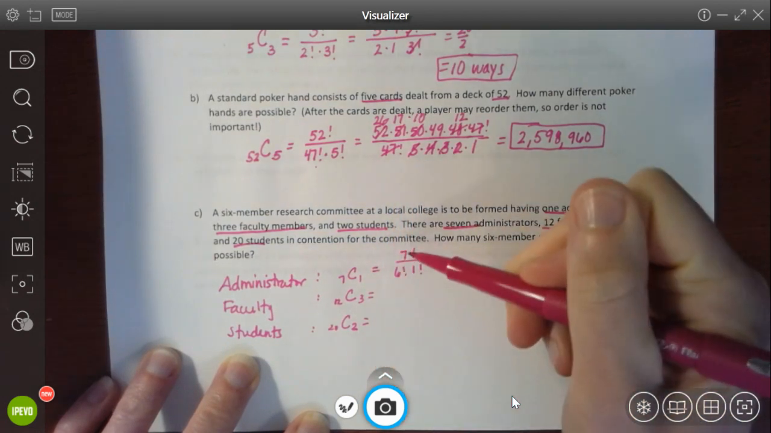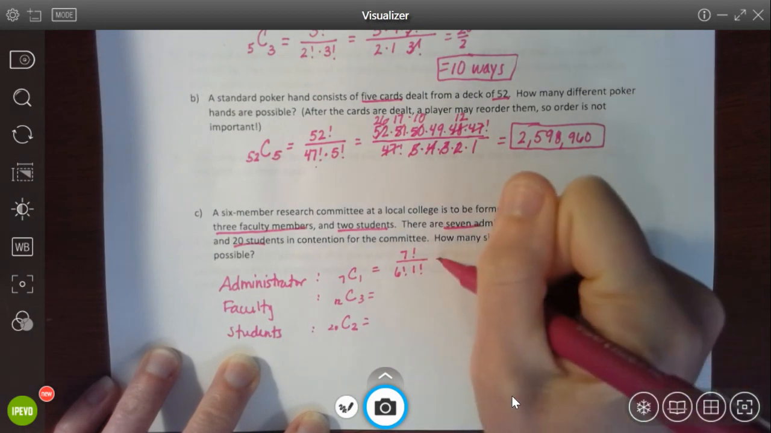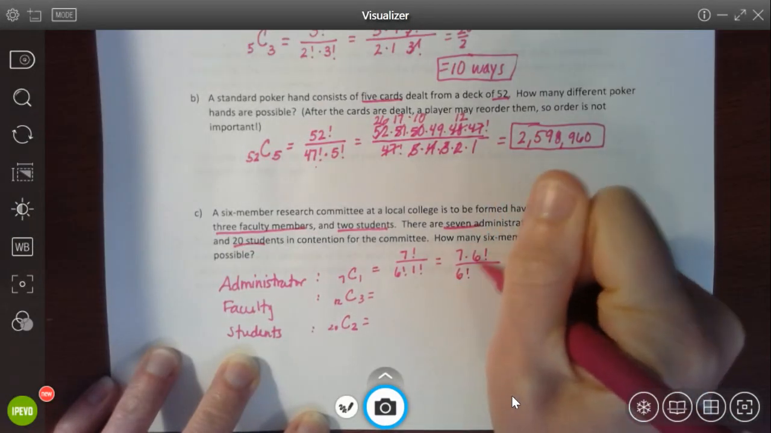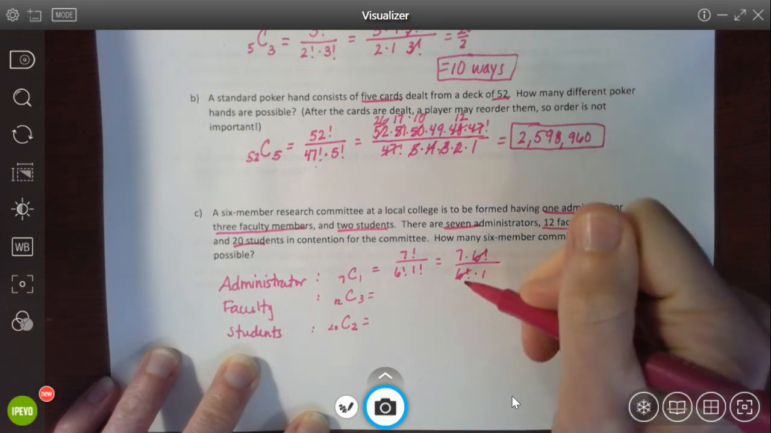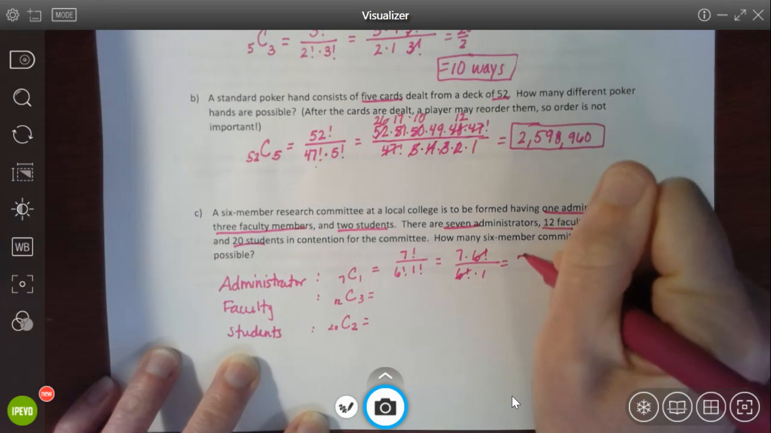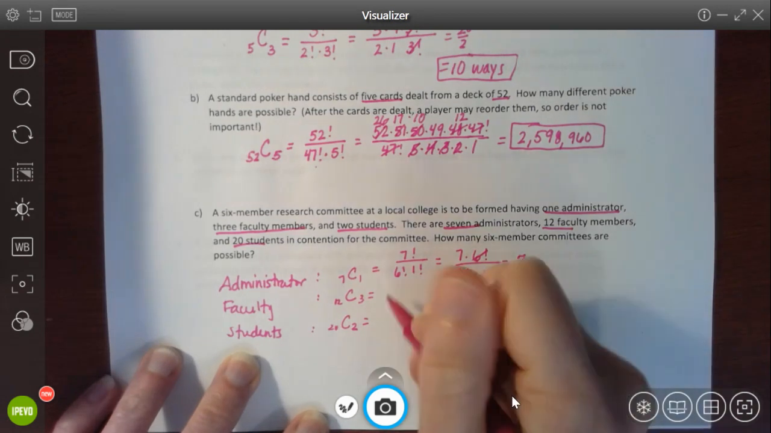So for my administrator, I'm going to have 7 factorial over 6 factorial times 1 factorial. When I expand that out, it's going to give me 7 times 6 factorial. My denominator is going to be 6 factorial times just 1. So there are 7 different possible administrators, obviously. If I'm only choosing 1, I can choose any of those 7.